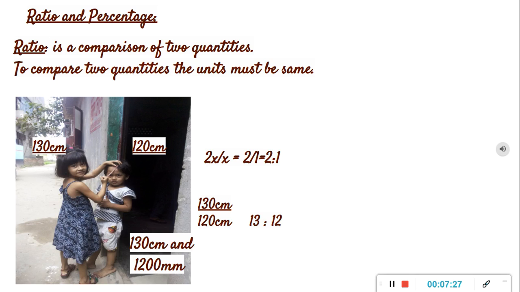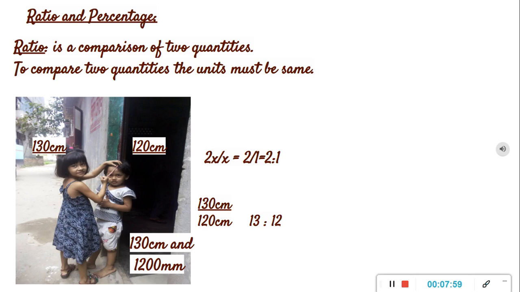No, isn't it? So is it so? No, that is not the case, because one height is in centimeter and the other height is in millimeter. So we can compare only two quantities which are in the same unit, because here this is centimeter and millimeter. They are both two different units, isn't it? Here 130 centimeter is greater than 1200 millimeter.